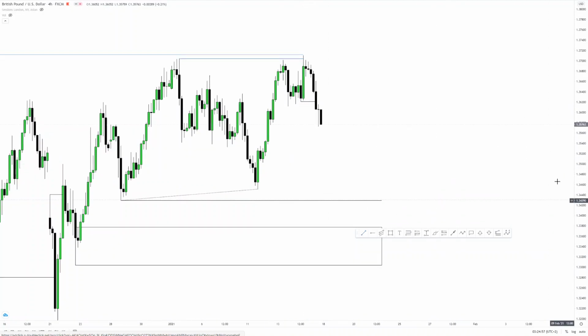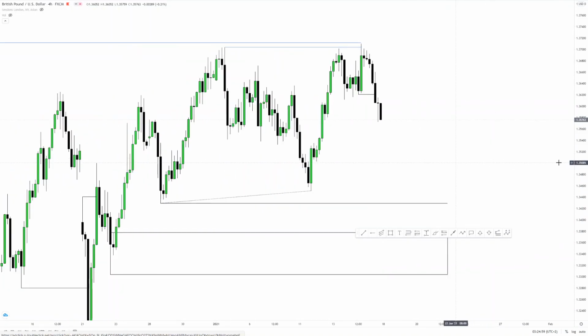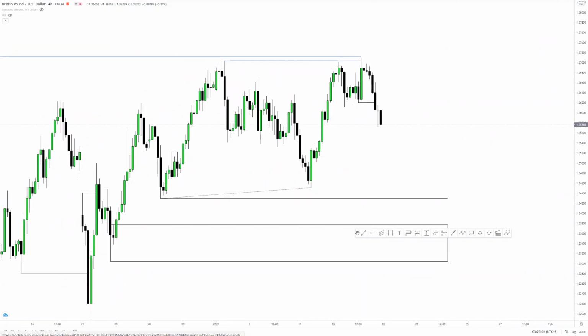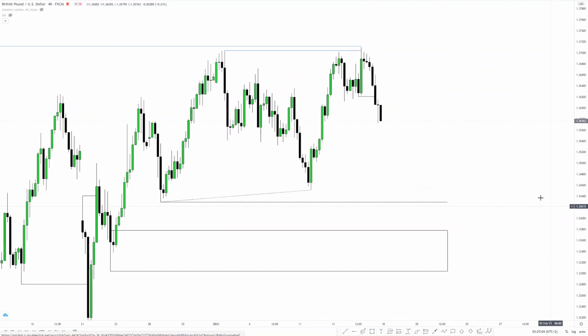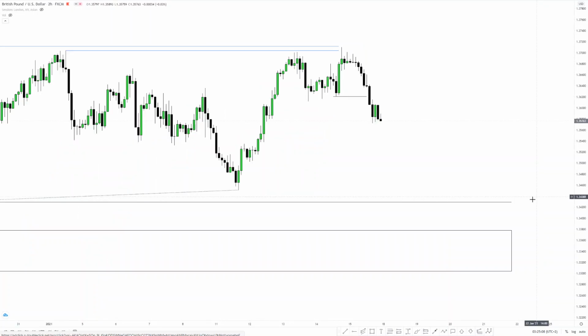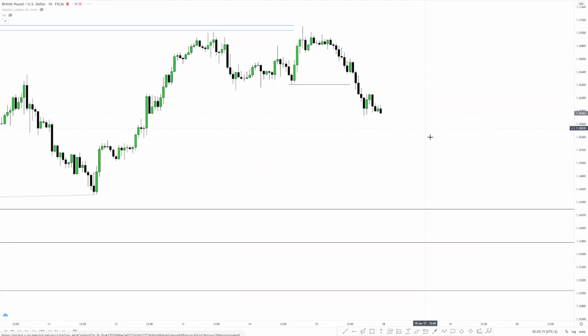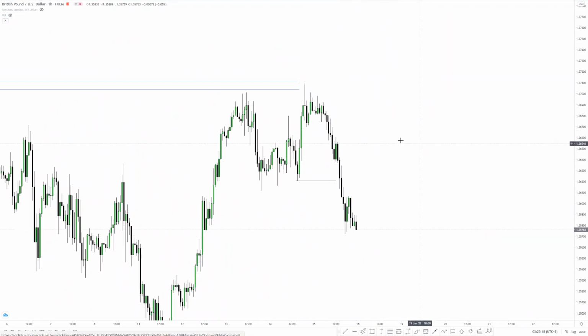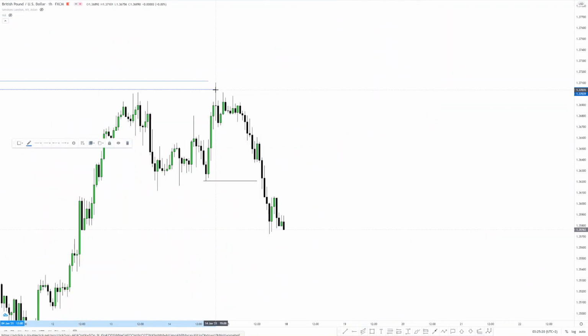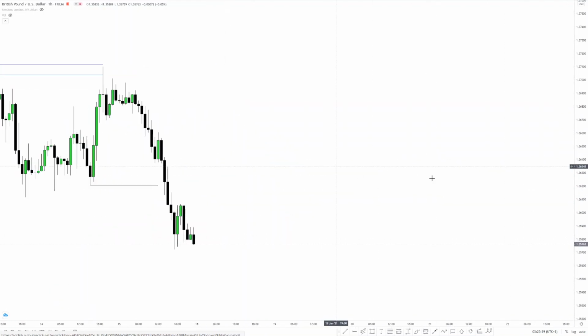So we'll go to the H1 and look at how I got the entry, or we got the entry, because it was sent to you guys as well. So we'll go to the 2 hour first. On the 2 hour, nothing much. 1 hour. So when I got into the 1 hour, you can see that price didn't really tap that area.